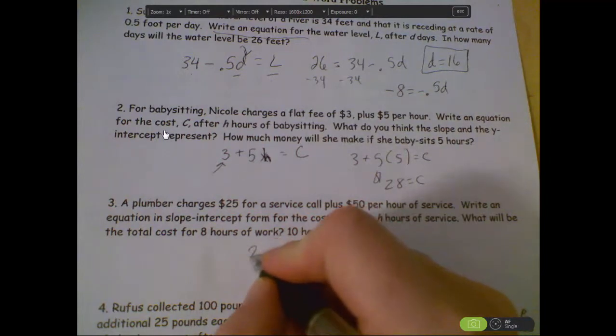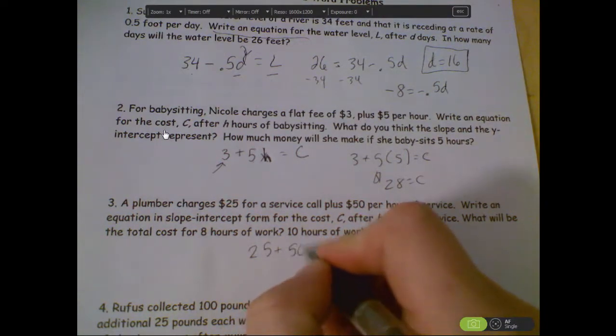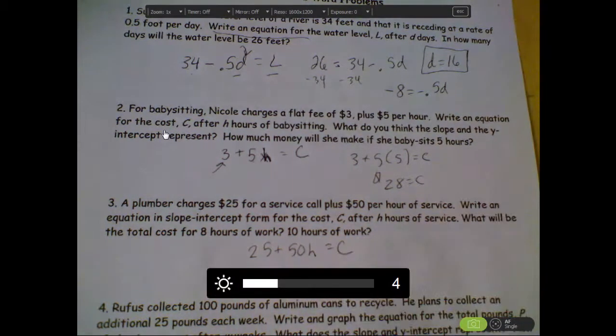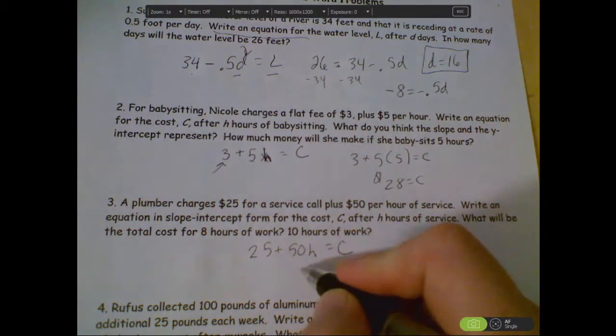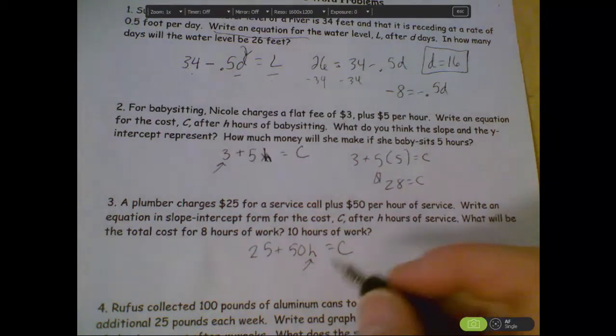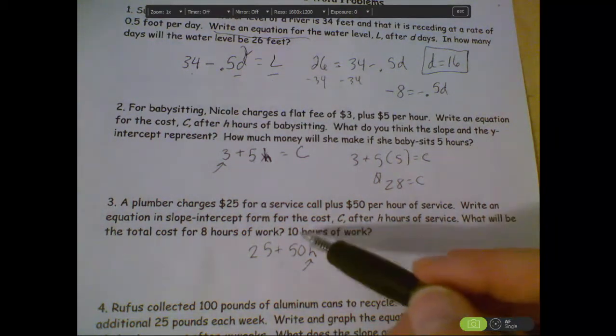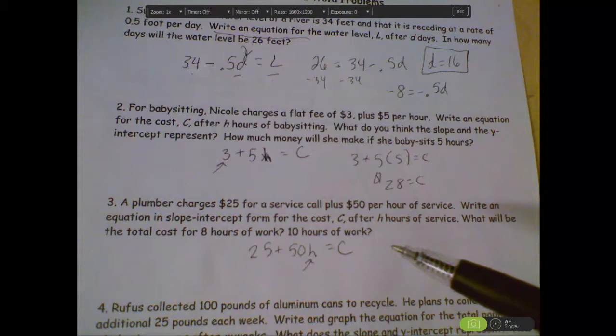A plumber charges $25, so there's your flat fee again, plus $50 per hour. So 25 plus $50 per hour is the cost for the plumber. What will be the total cost after 8 hours of work? So plug in 8, and it should be $425, and then plug in 10, and it should be $525.